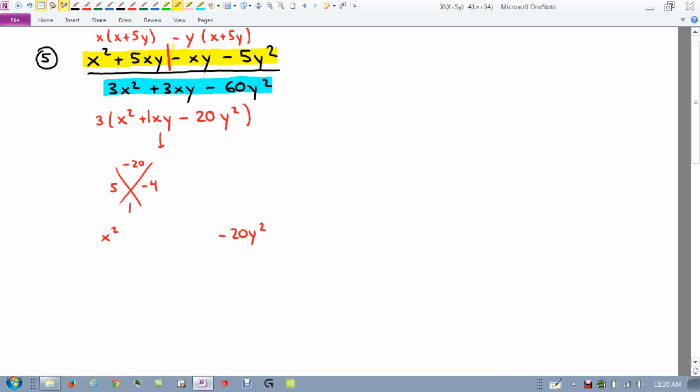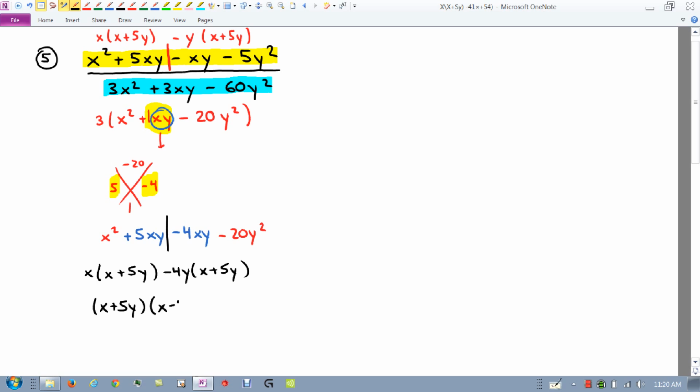And then I use my two numbers, 5 and negative 4, to recreate 1xy. So because it's an xy, I have to put here plus 5xy, then minus 4xy. And then I do grouping on this. Pull an x out here, we're left with x plus 5y. I need x plus 5y here. So I put a negative 4y here. That gives me x plus 5y, x minus 4y.